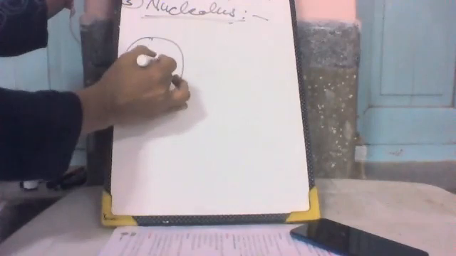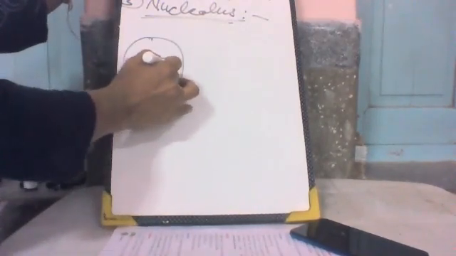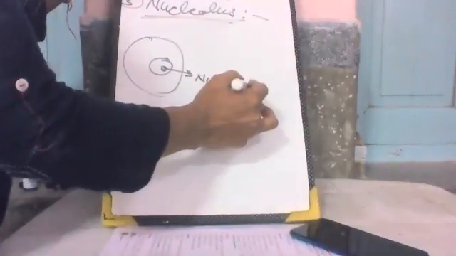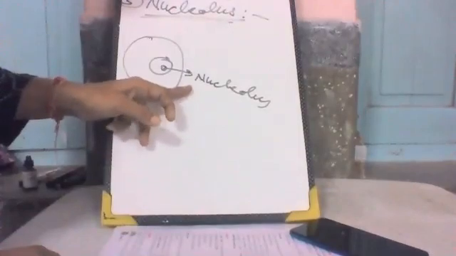Yes, ma'am. Okay. The third part of nucleus is nucleolus. Now, what is nucleolus? It's a small spherical body present in the nucleoplasm. See, it's a cell, nucleus, and there is a round, spherical body present in the nucleus, known as nucleolus. It is a small spherical body present in the nucleoplasm.